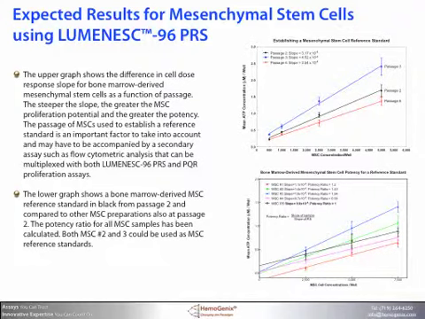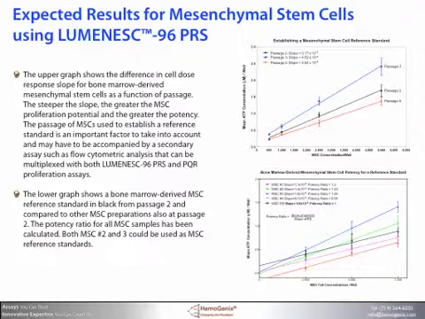The upper graph shows the difference in cell dose response slopes for bone marrow derived mesenchymal stem cells as a function of cell passage. The steeper the slope, the greater the mesenchymal stem cell proliferation potential and the greater the potency. The passage of mesenchymal stem cells used to establish a reference standard is an important factor to take into account and may have to be accompanied by a secondary assay such as flow cytometric analysis that can be multiplexed with Luminesque 96 PRS.